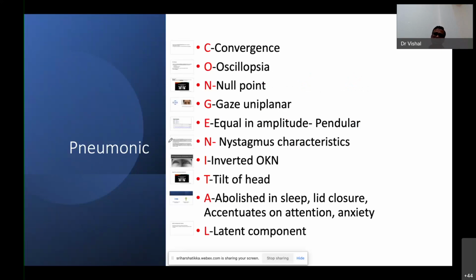To make it simple and to understand it better, there is a mnemonic called CONGENITAL, like the previous name indicates, where we will go one by one through the characteristics of this variety of nystagmus. The C stands for convergence. So let us go one by one into the characteristics of this nystagmus.